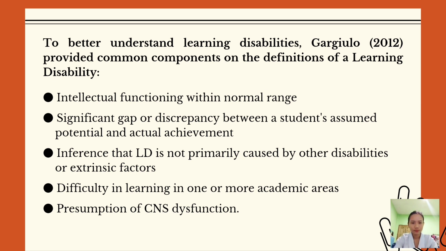So, intellectual functioning within normal range, and a significant gap or discrepancy between a student's assumed potential and actual achievement. Generally speaking, people with learning disabilities are of average or above average intelligence. There often appears to be a gap between the individual's potential and actual achievement.